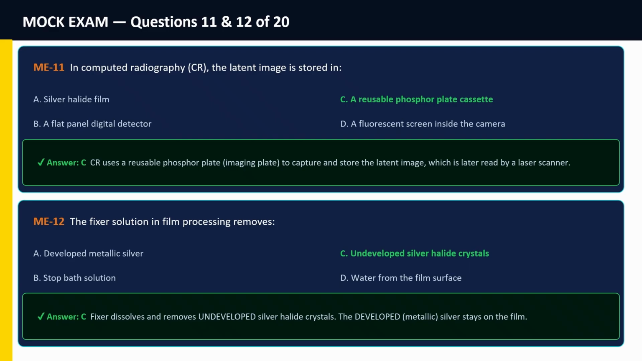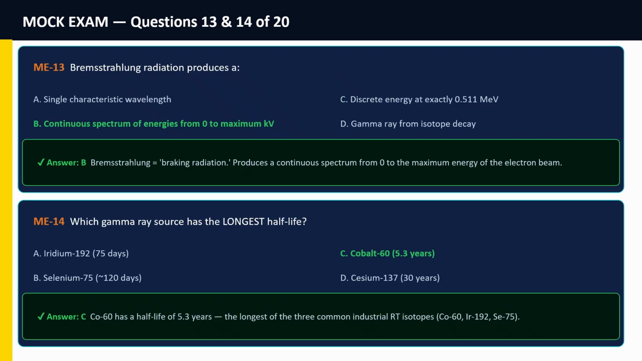This distinction is important not only for examination questions but also for troubleshooting poor film processing. If the chemistry is incorrectly controlled, the final film density, contrast, clarity, and archival quality can all be affected. Question 13 returns to X-ray production. Bremsstrahlung produces a continuous range of photon energies. The maximum photon energy is related to the accelerating voltage applied to the X-ray tube. That is why Bremsstrahlung should immediately suggest the phrase continuous spectrum.